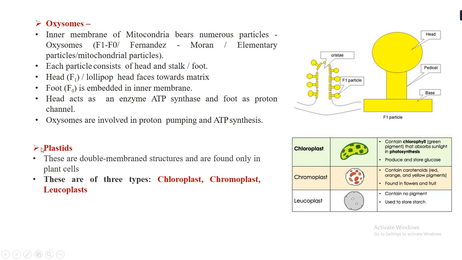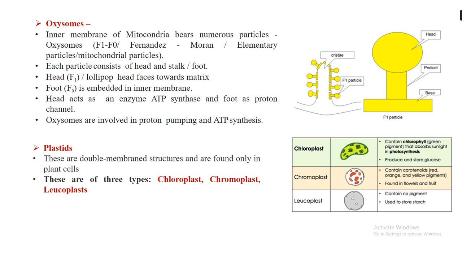Then the next organelle are plastids. Now plastids are again double membrane structures, and they are found only in plant cells. They are absent in animal cells, they are only present in plant cells. Plastids are of three types: chloroplast, chromoplast, and leucoplast. Chloroplasts contain chlorophyll, the green pigment found in plants, which is responsible for the green coloration of the plant, and they absorb sunlight, which is the source of energy for the process of photosynthesis.